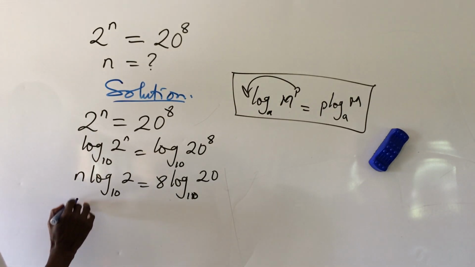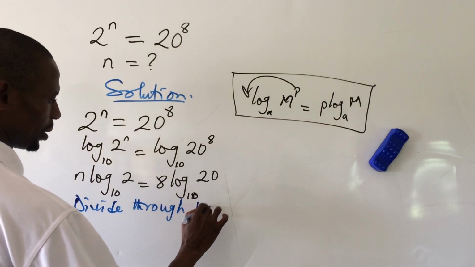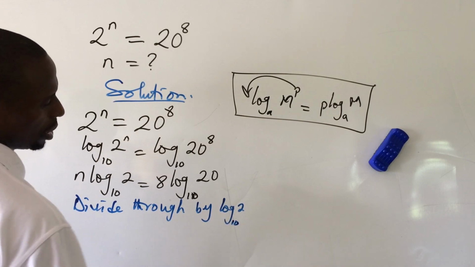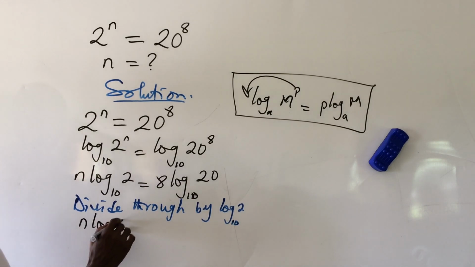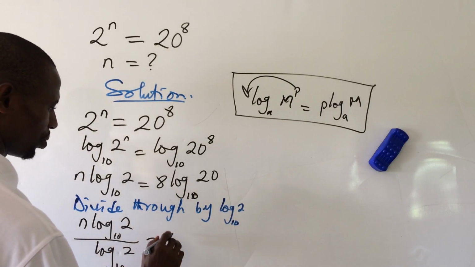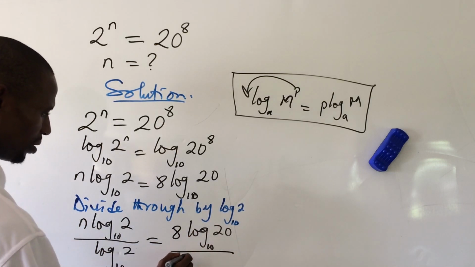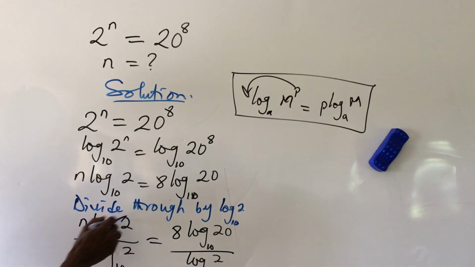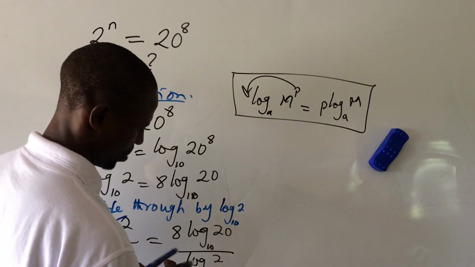So let's put it down. We divide through by log 2 base 10. If we do that, we're going to have n log 2 base 10 all over log 2 base 10 equal to 8 log 20 base 10 all over log 2 base 10. And if you look carefully, this will cancel with this. Let's handle the left-hand side of the equation. So from here, let's proceed.